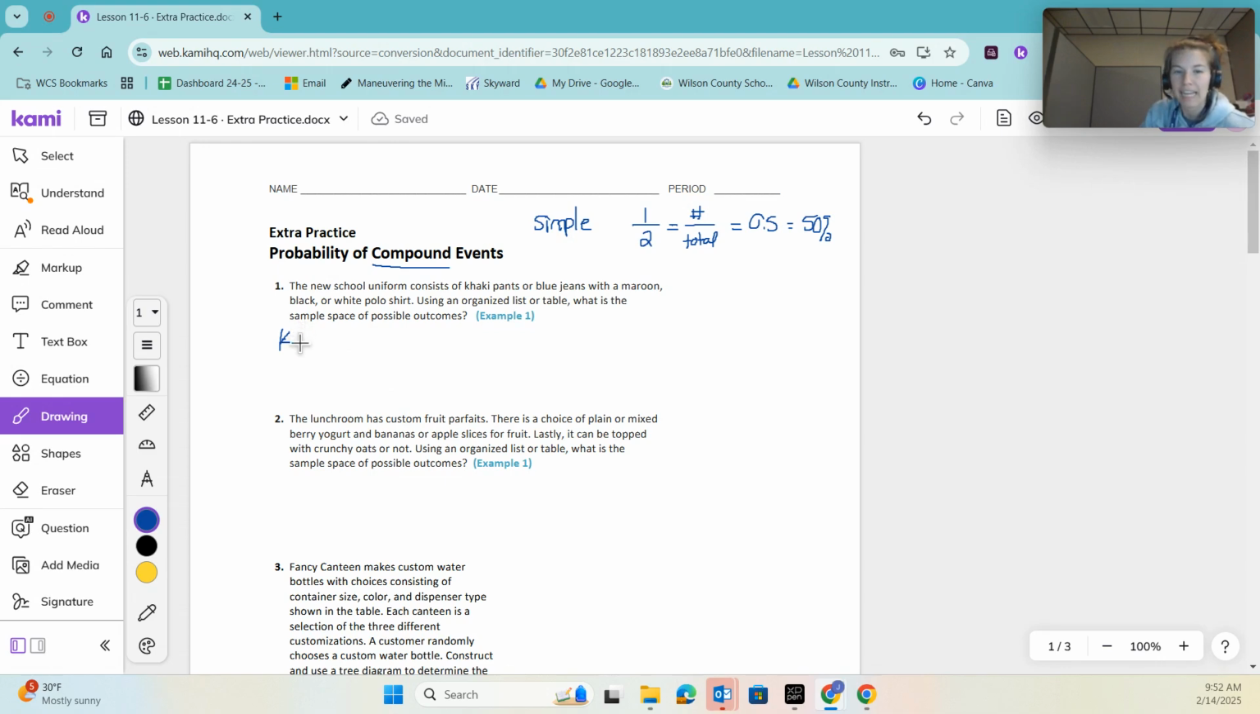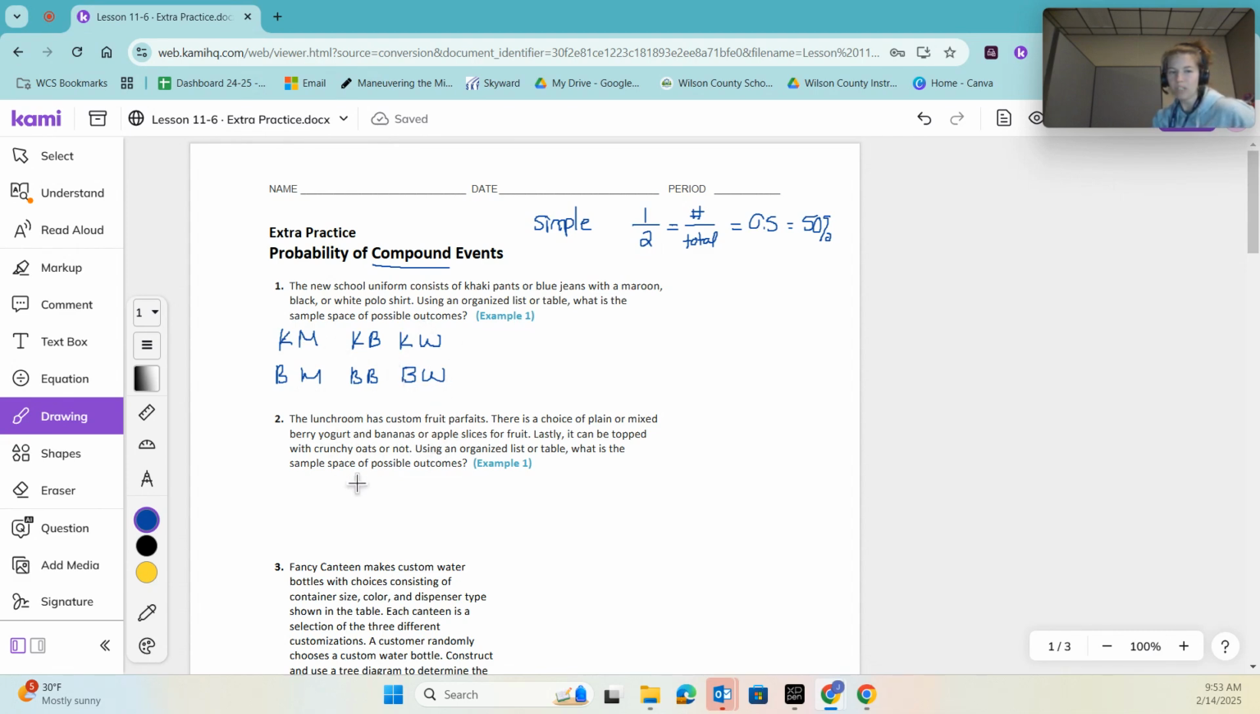So you could have khaki with maroon. You could have khaki with black. You could have khaki with white. Then you could have blue jeans with maroon, blue jeans with black, and blue jeans with white. So these are your sample space.